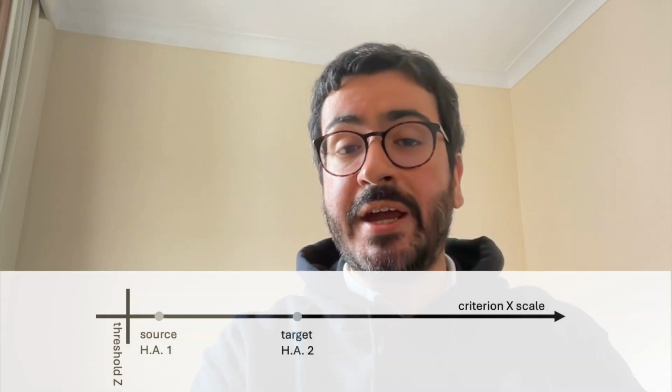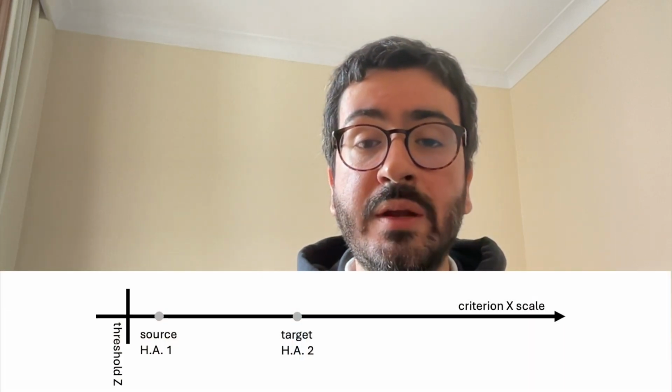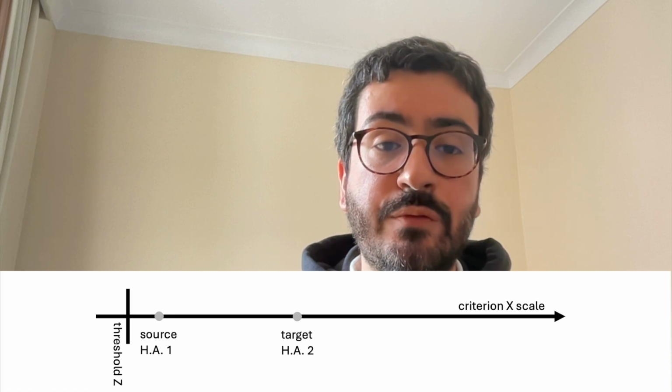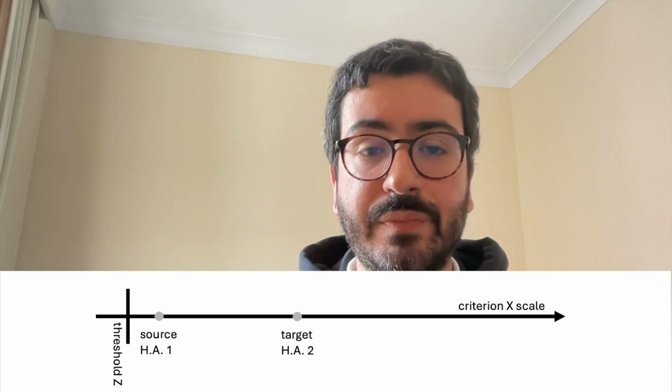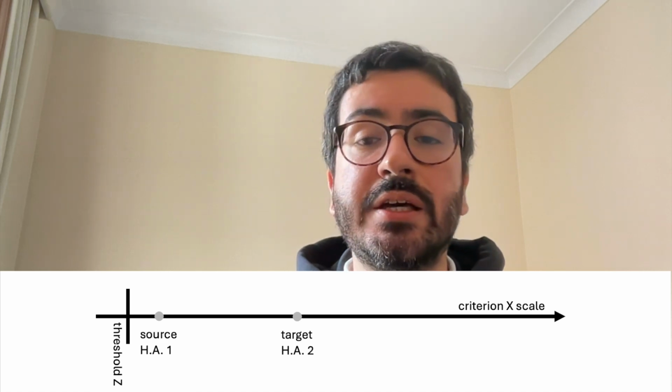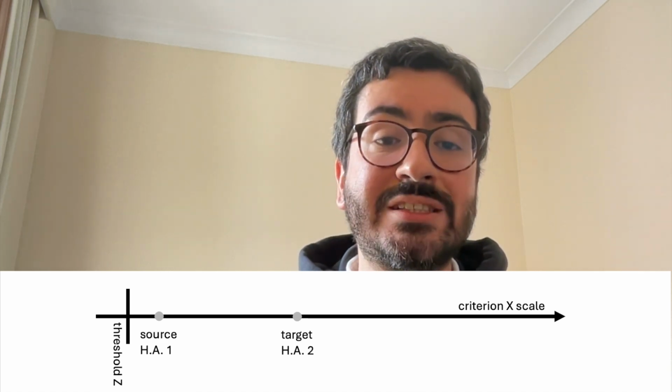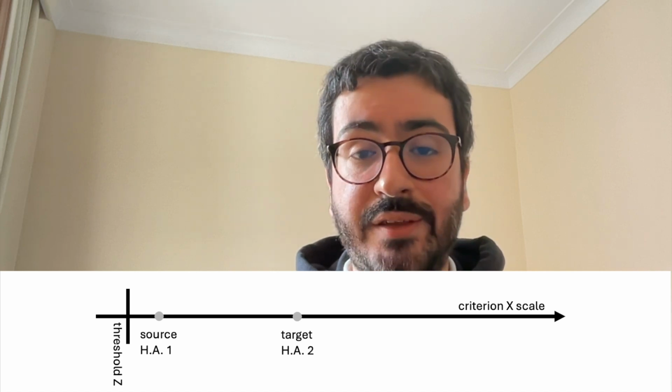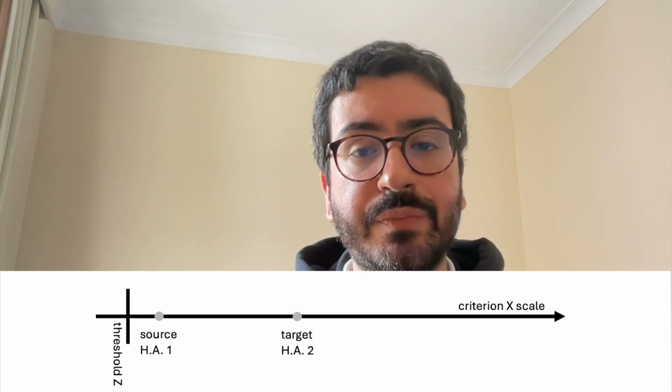Now, for the a fortiori arguments of the type a minori ad maius, this applies to obligation norms in the following way. First, there is a criterion X scale according to which human action 1 is forbidden from threshold Z. Second, according to the criterion X scale, human action 1 ranks above threshold Z and is therefore forbidden.